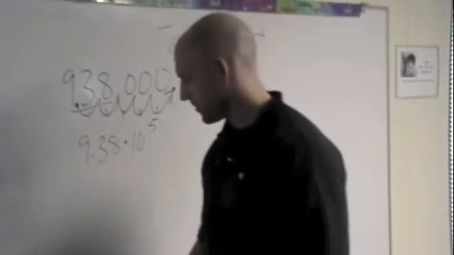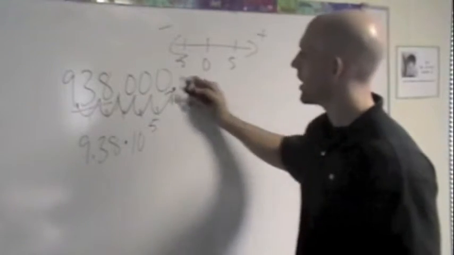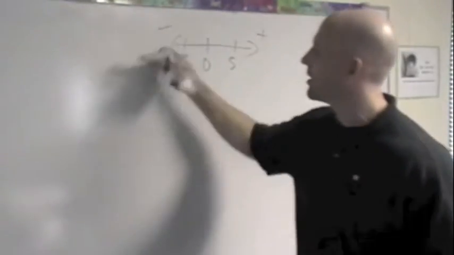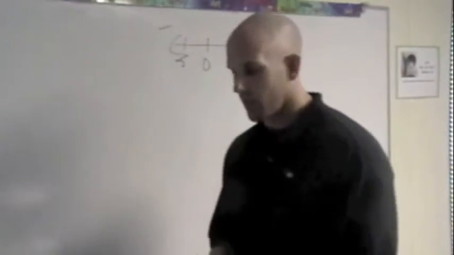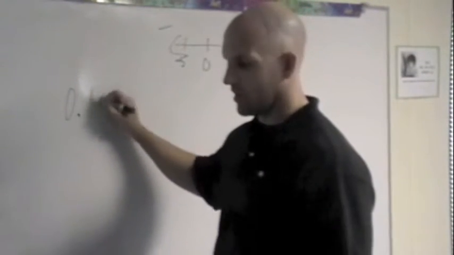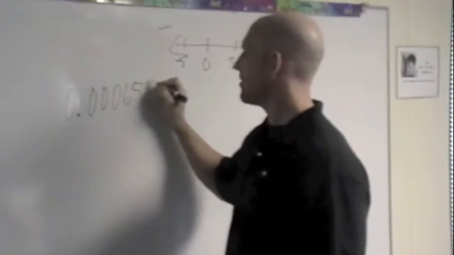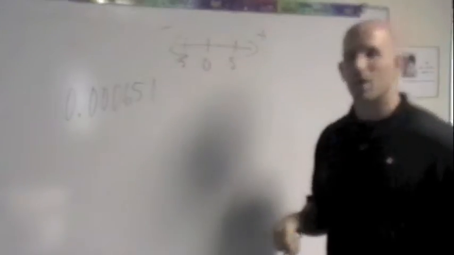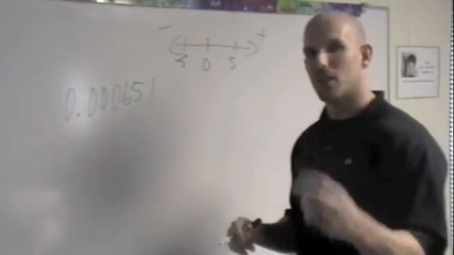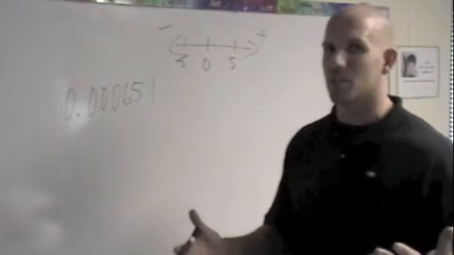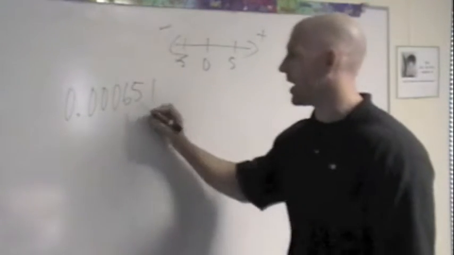power. Now, sometimes you're moving the other way, okay? We know if we're going left, it's going to be negative. So let's take a look at 0.000651. Where do I want the decimal point? I want one digit in front of the decimal point. Can't be 0, by the way. Okay, 0 doesn't really count in this case.